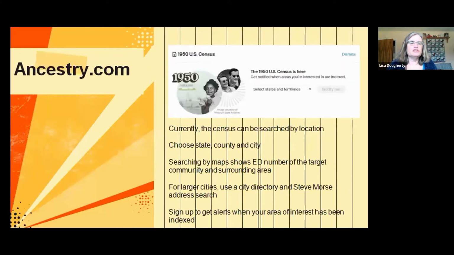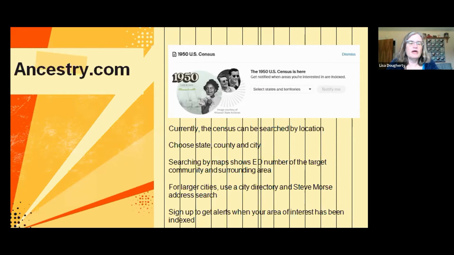So with Ancestry, the current status of Ancestry's 1950 census hosting is that you can search it by location. You have to go in and choose your state, and then your county, and then your city or town. You can also search by the ED maps. And again, you can put in the town of interest like Guilderland, New York, and bring up an ED map that will show you the ED boundaries. And in the larger cities, we would use a city directory to find an address and then use the Steve Morse address search, which I'm going to go over in a minute.